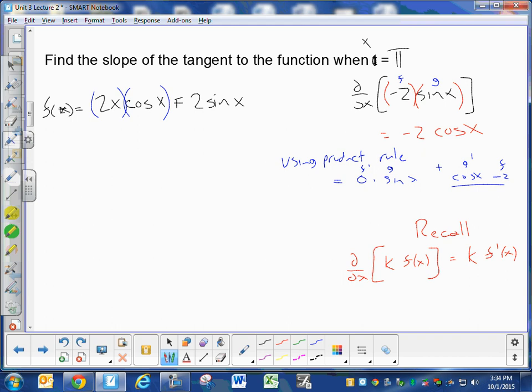Yes? Plus a negative. Plus a negative. Everybody do this. Everybody get it done. Find the derivative at pi.